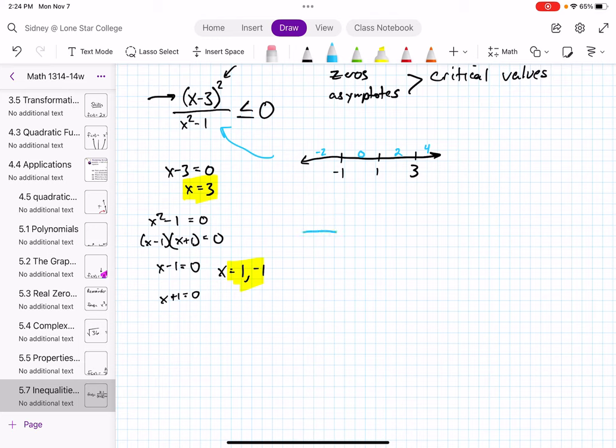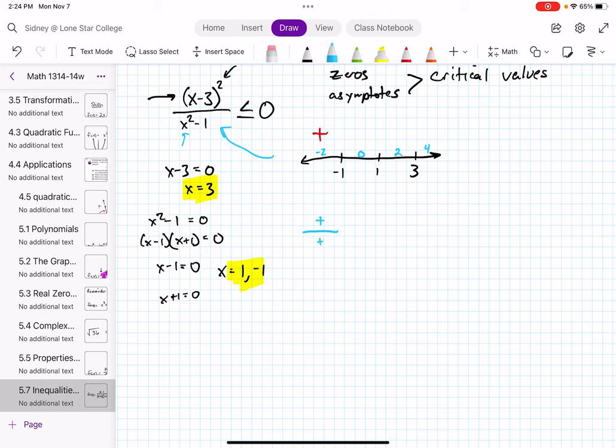And here's what I mean by that. If I plug in negative 2, I have negative 2 minus 3, that's negative 5, but negative 5 squared is going to be a positive value. Then negative 2 squared is negative 2 times negative 2, which is 4. 4 minus 1 is positive. I have a positive value over a positive value. That means that for this region, I have positive values.